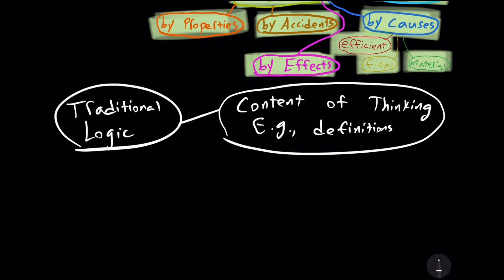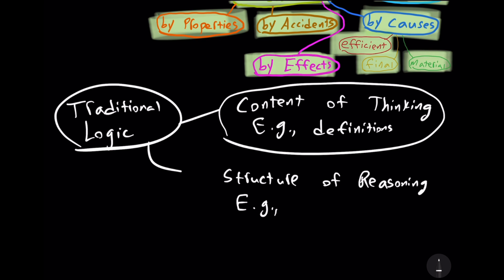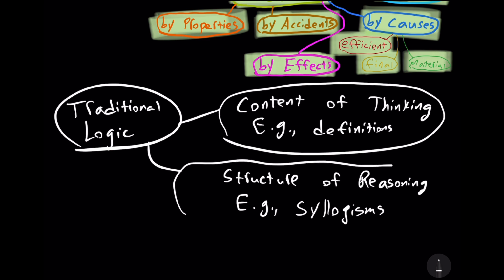And so forth. On the other hand, we can think about the structure of reasoning. For example, this would include syllogisms. And I'm sure the most famous syllogism in all of logic is, all men are mortal, Socrates is a man, therefore Socrates is mortal. The content of thinking is our concern at present.